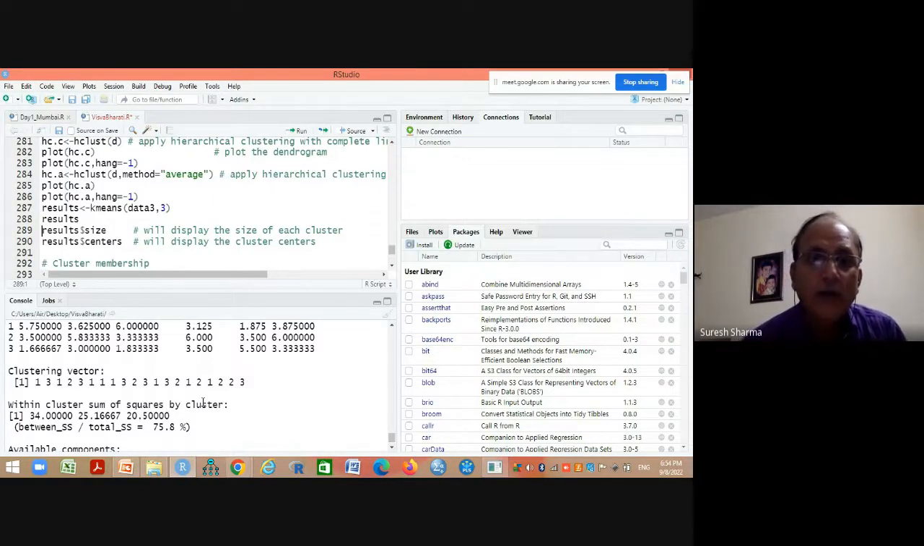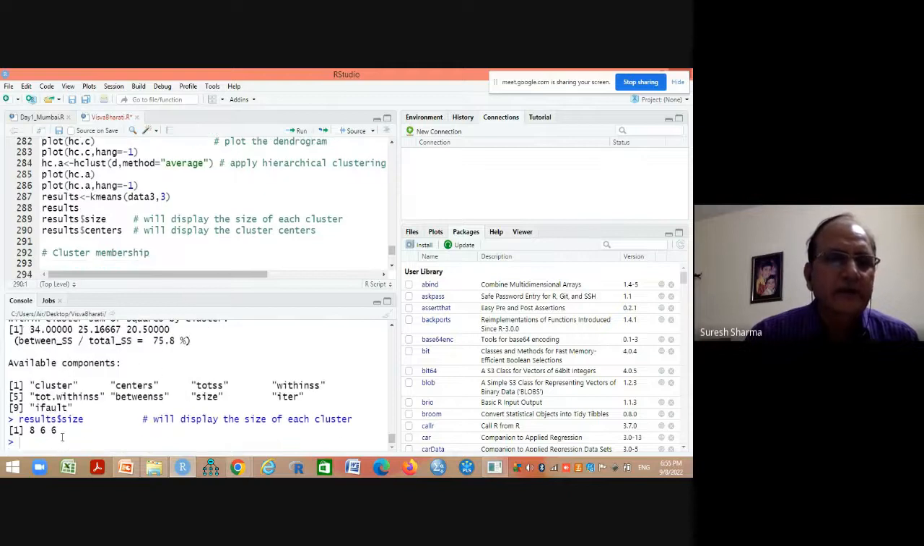Now the question is how many people are there in cluster 1? Those who are 1, 1, 1, they are actually falling in cluster 1. How many? 1, 2, 3, 4, 5, 6, 7, 8. And those who are given number 2 are falling in cluster number 2. Those who are given number 3 are in cluster 3. So how to check this? Result size. If you look at the result size, it says in the first cluster there are 8, in the second there are 6, in the third there are 6, right? And the total was 20.